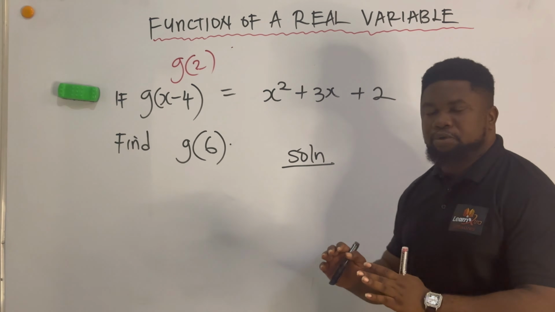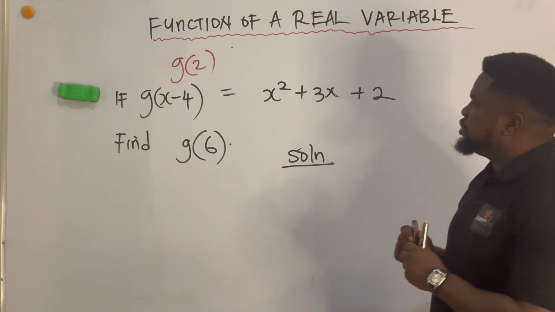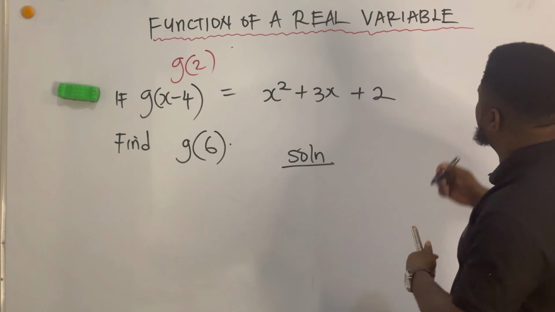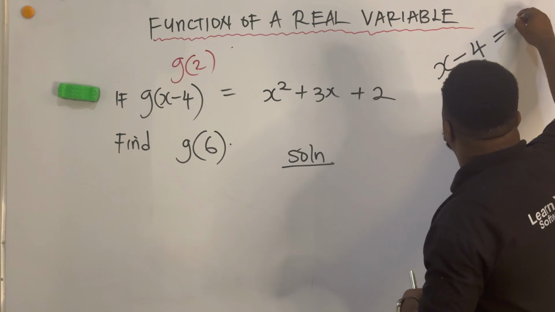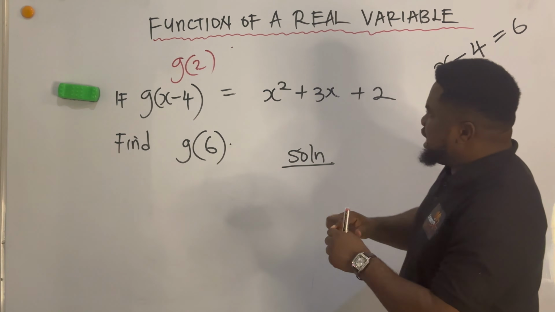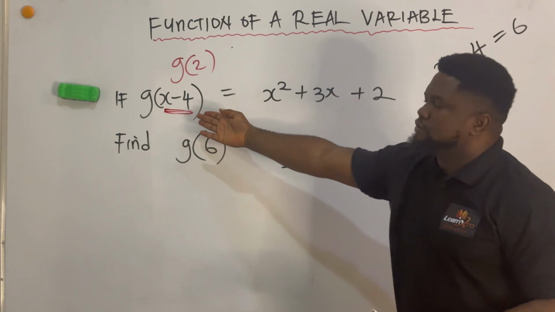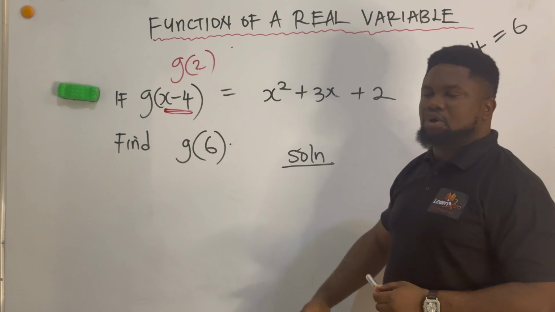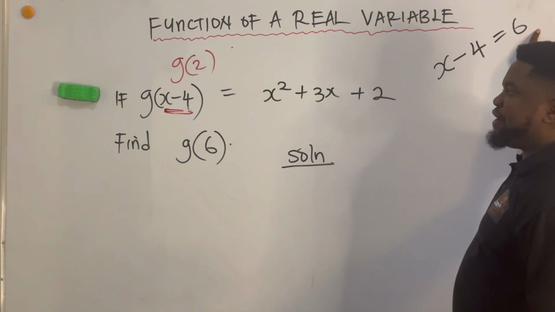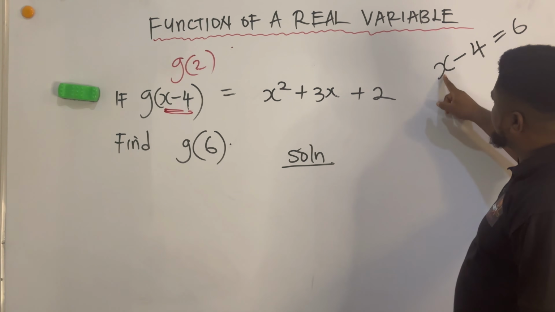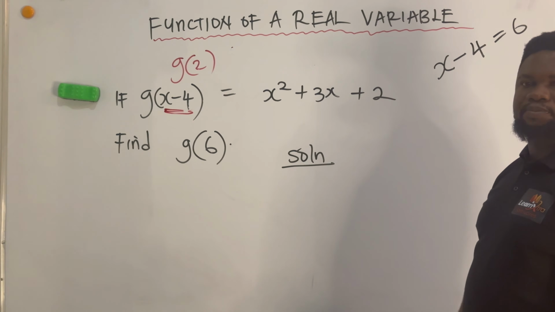So our input is going to be what minus 4 should give you 6. You equate the content of your definition of your function to 6 to find what will make the input give you 6.